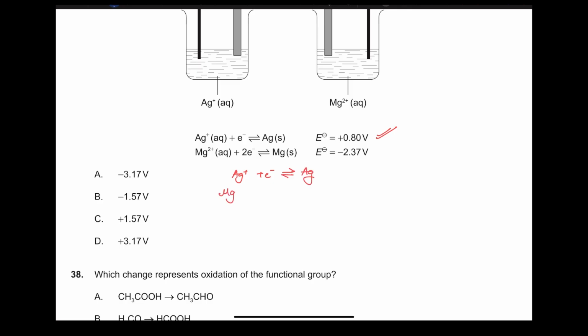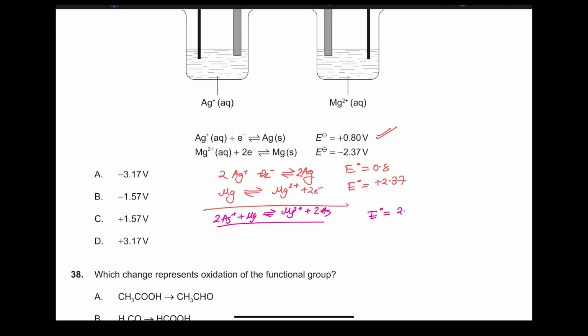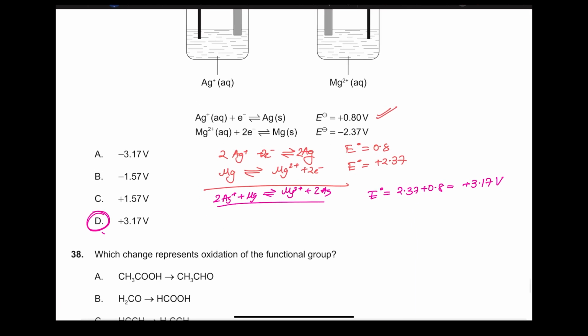For reduction, use the same Ag+ gives you Ag. For oxidation, you choose the reverse reaction, Mg to Mg2+ plus 2 electrons. So E naught is 0.8, and then this E naught will be +2.37. When you add these two, you just have to multiply this with 2. So 2Ag+ plus Mg gives you Mg2+ plus 2Ag. E naught becomes 2.37 plus 0.8, which is +3.17 volts. Answer is option D.